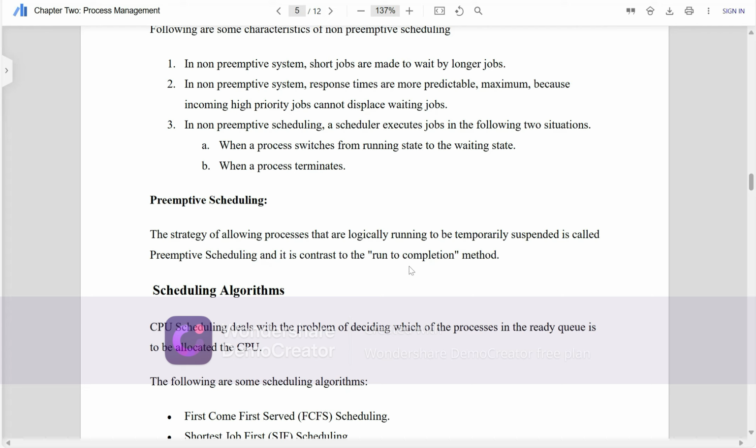It is in contrast to run to completion methods, that is, non-preemptive scheduling. In non-preemptive scheduling, each and every process works on the principle of run to completion, whereas preemptive scheduling does not work on run to completion techniques. Rather, processes are interrupted based on their priority.